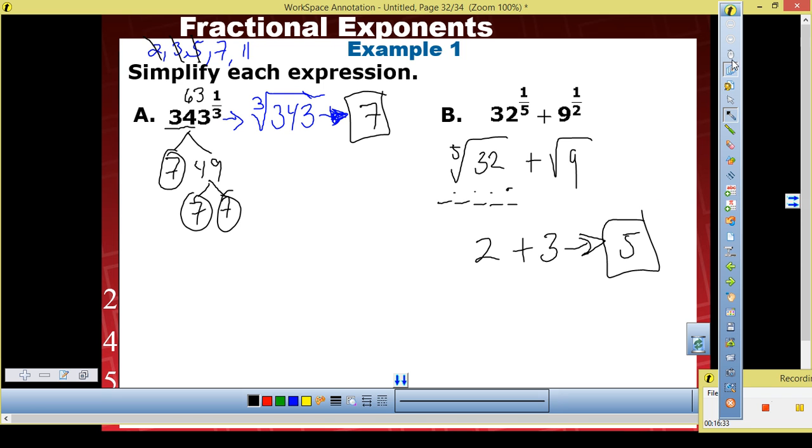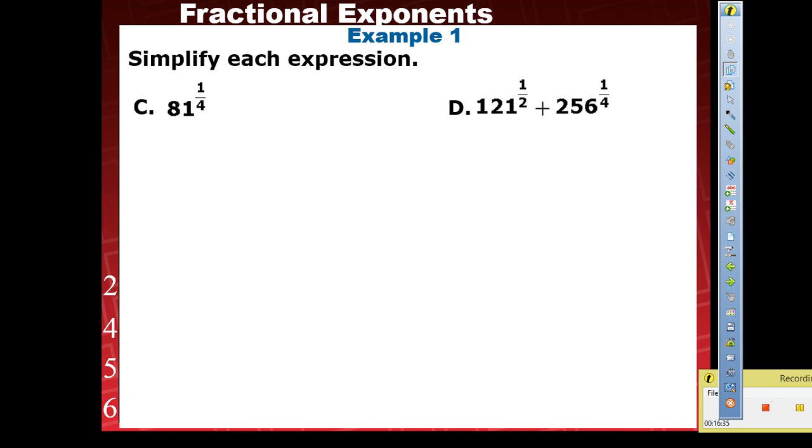Let's do a couple more. Here we go. Copy these. Example 1C and 1D. 1C is 81 to the 1/4. D is 121 to the 1/2 plus 256 to the 1/4. See if you can do those by yourself. Go.